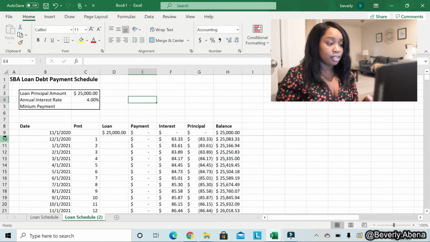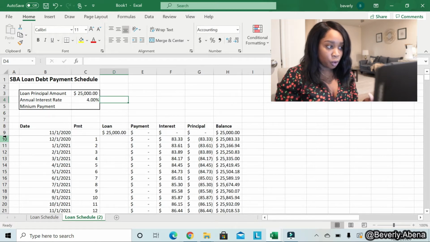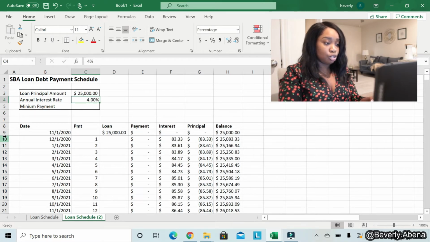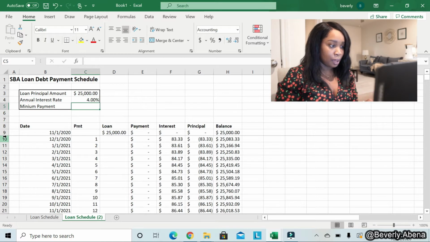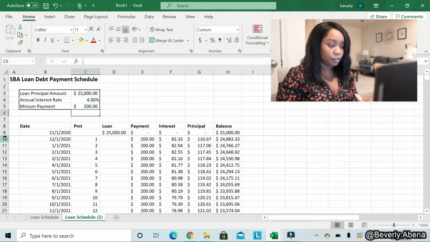This example right here is similar to the loan agreement that my client had. Let's say you have a $25,000 loan. They give you a 4% annual interest rate, but then they tell you the minimum payment that you have to pay is $200 a month. And for the date example, let's say you get this loan on November 1st, you pay $25,000. This is your payment, your interest, your balance is $25,000. Now, with the minimum payment, you're thinking, okay, let me just pay the minimum payment.